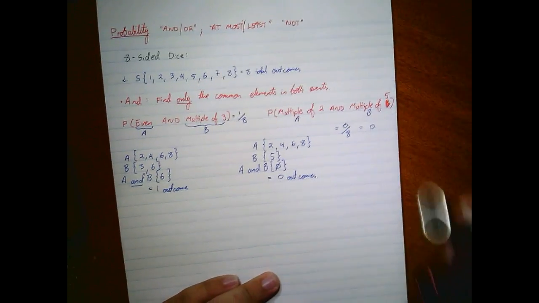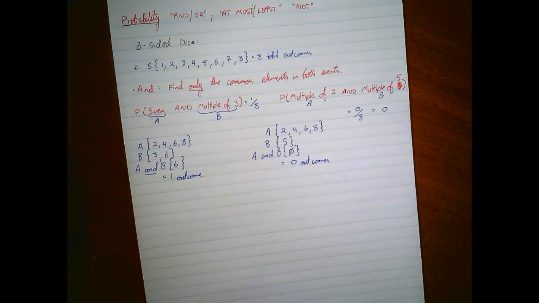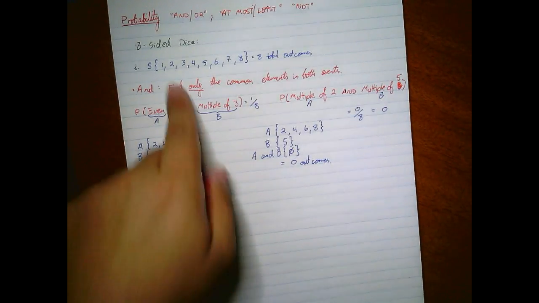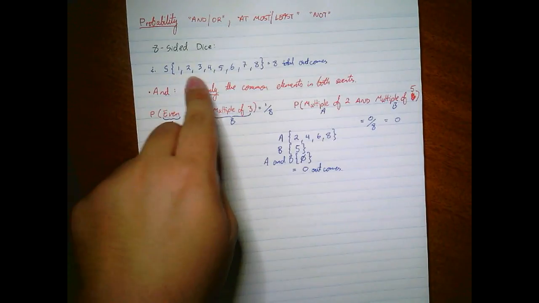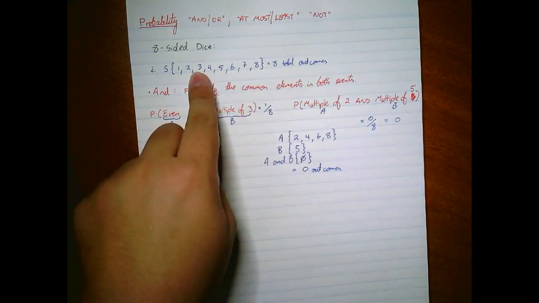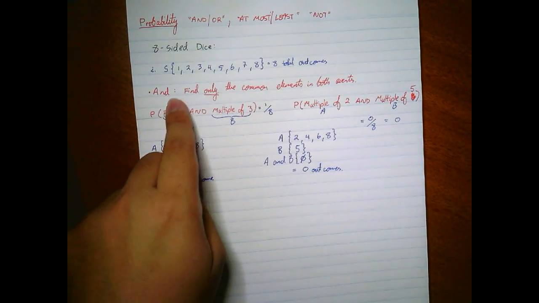Because really, think about it. Which numbers are both a multiple of 2 and 5? Well, the first one that we can think of is 10. But there is no 10 in our sample space. So let's continue now on to OR.